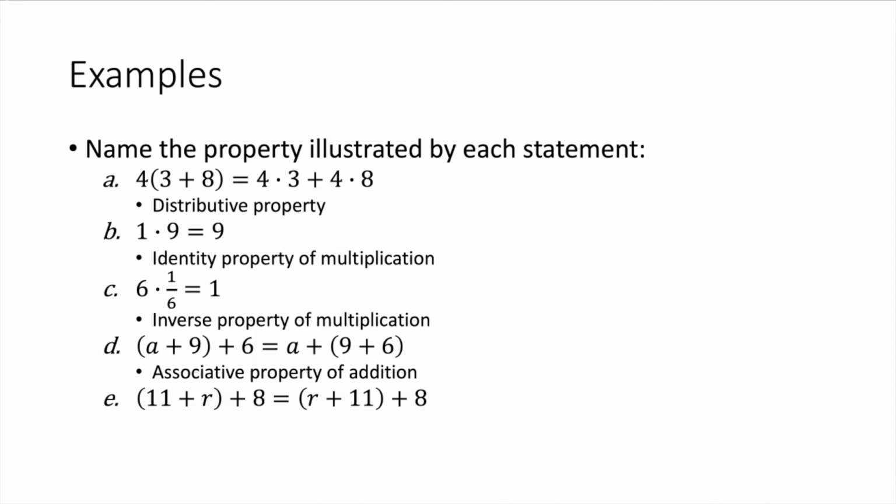It kind of looks like a very similar example, doesn't it? Well, I did that on purpose. This is actually not the associative property. This is the commutative property, because the only difference between those two expressions is that in one of them, it's 11 plus r, and in the other one, it's r plus 11. So that is not associative property. That is commutative property.